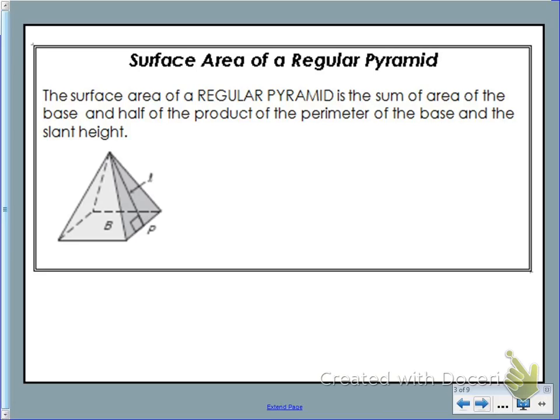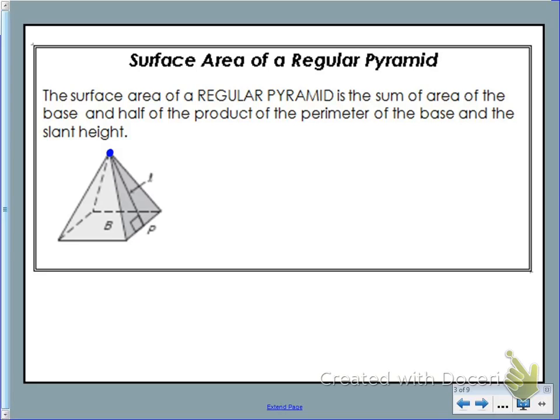Keep in mind, as a reminder, pyramids and cones both have a base and then triangular sides that meet at a point. So when we're talking about pyramids and cones, that's going to be the common theme today: rather than having two bases, they have one single base and they meet at a point.